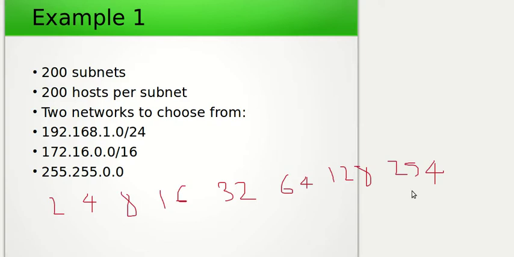So we would need to have 8 subnet bits in order to have 256 subnets, which would allow us to create 200 subnets. If we had 7 subnet bits, we would only be able to create 128 subnets, which wouldn't meet our requirements. That means that we'd also need to have 8 host bits, because if we had 8 host bits, we could have 254 hosts per subnet. That's very, very important. So we've got 8 subnet bits.